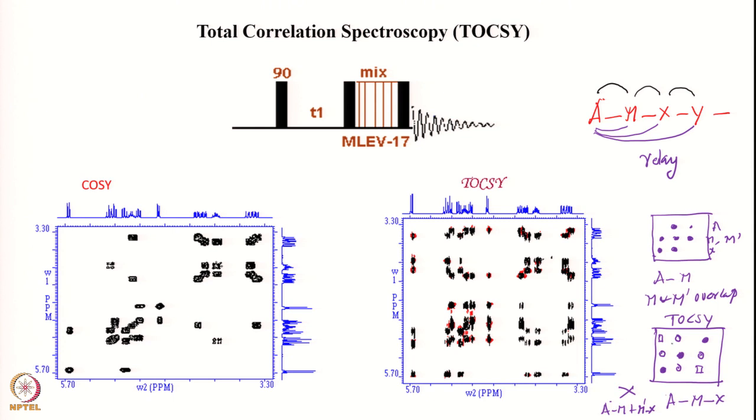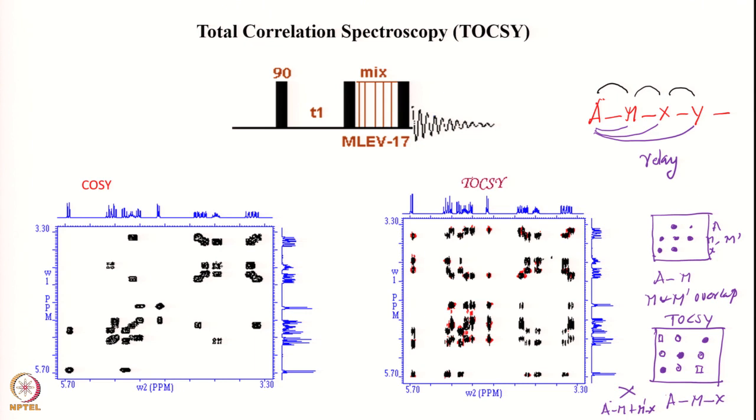So, in the TOCSY spectrum, I will see this additional peak if there is an AMX system and not AM plus M prime X, okay. So, therefore, that is how this experiment is useful to figure out if there are overlapping peaks and you make a mistake in your connectivities in the analysis of the COSY spectra, okay.